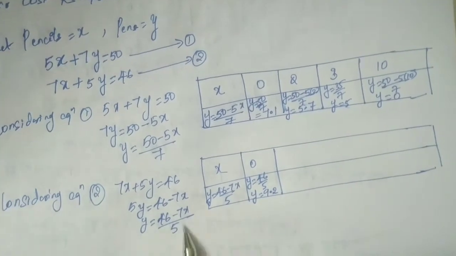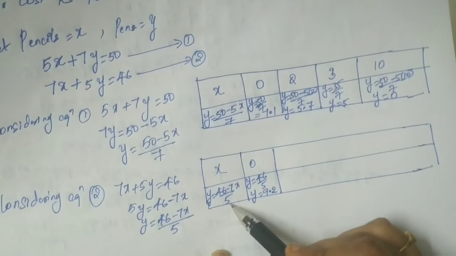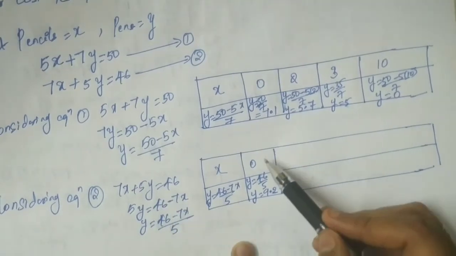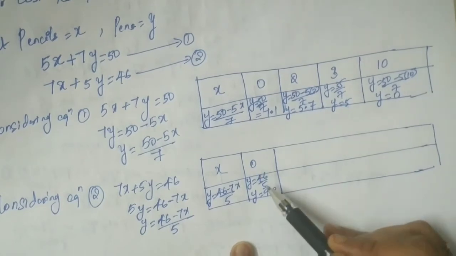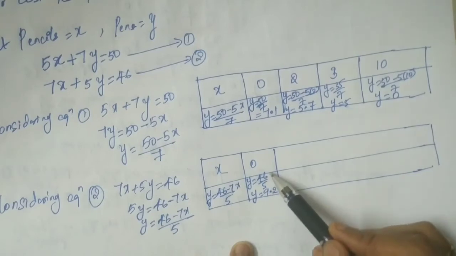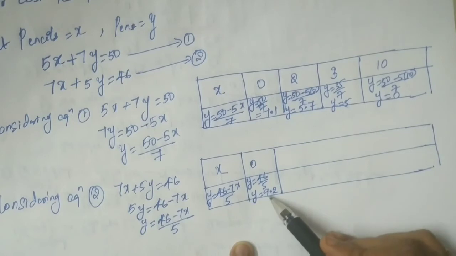Represent y in terms of x. And you can start using the values. Any value of x, correspondingly you will get the value of y. So I have started with x = 0. When I put x = 0, you get 46 by 5, which is around 9.2.